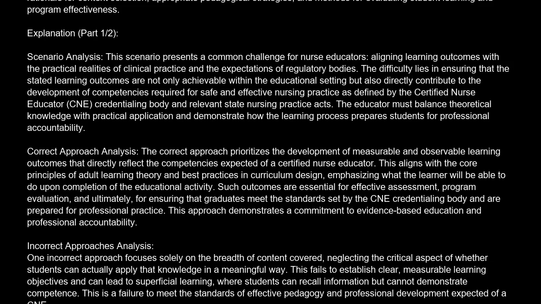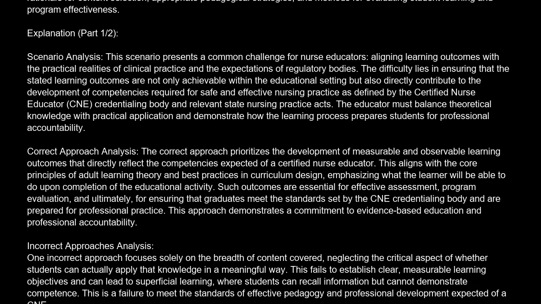The correct answer is D. Develop learning outcomes that focus on the student's ability to design a comprehensive curriculum plan, including rationale for content selection, appropriate pedagogical strategies, and methods for evaluating student learning and program effectiveness.